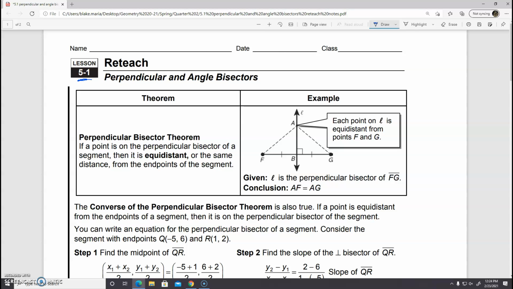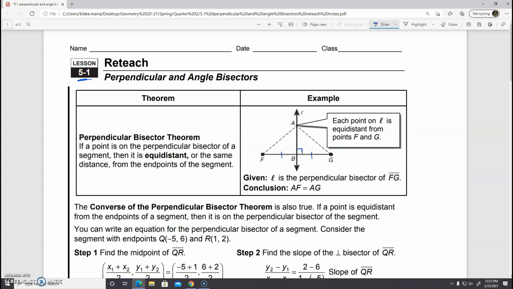And it says if a point is on the perpendicular bisector, it's important that we remember what a perpendicular bisector is. If you look over here, line L is perpendicular, there's your right angle. And notice this is cut into two equal pieces. There's your bisect. So line L is a perpendicular bisector of segment FG.